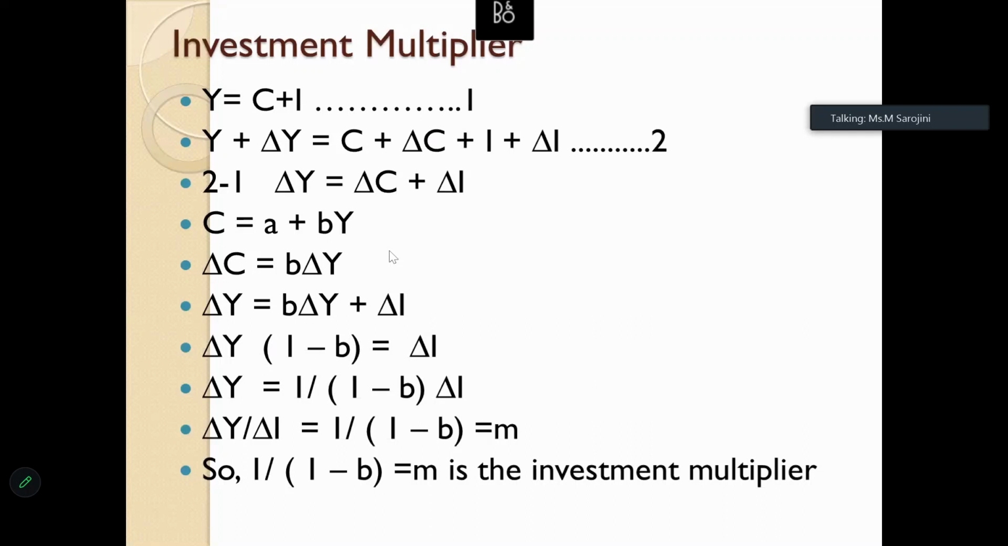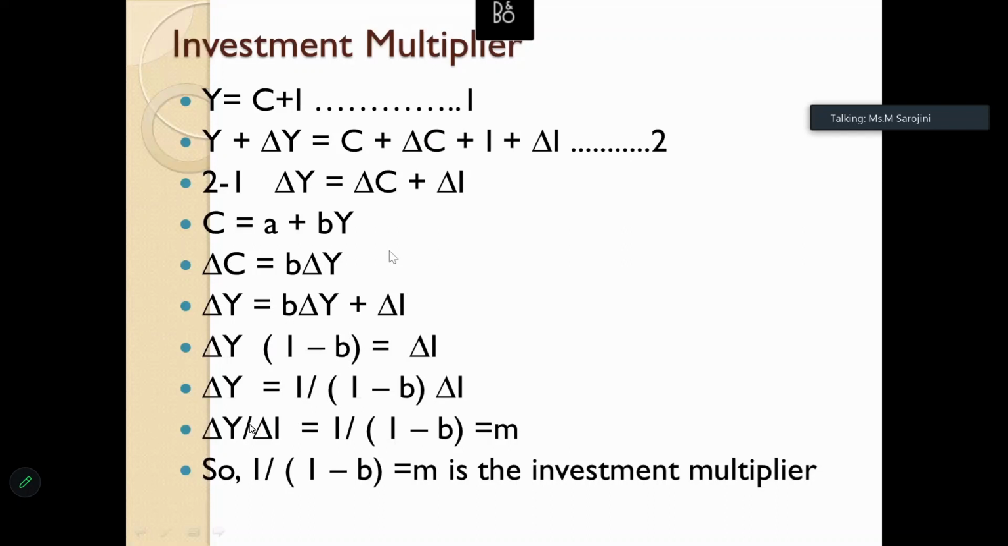Now we are again taking the delta I to the other side of the equation. That means this delta I is multiplied by 1 divided by 1 minus B. Therefore, it is divided on the other side of the equation, right? Therefore, delta Y divided by delta I is equal to 1 divided by 1 minus B. Here you can observe this is the multiplier, the investment multiplier.